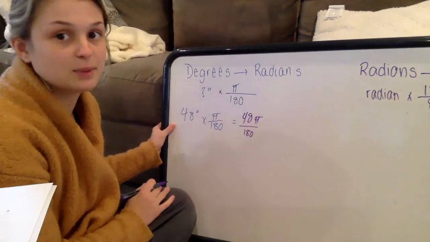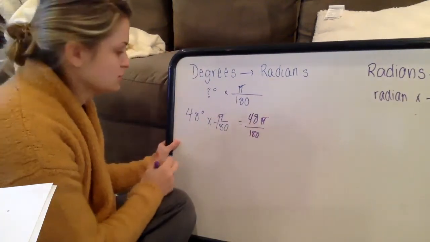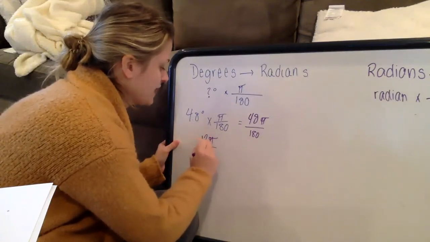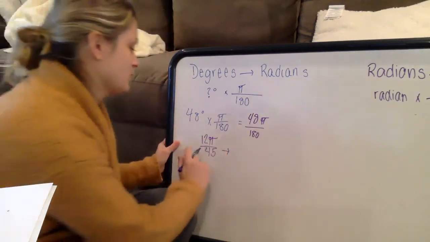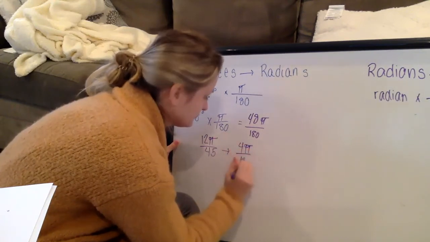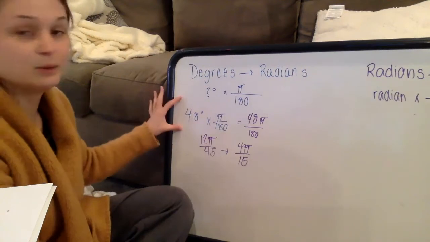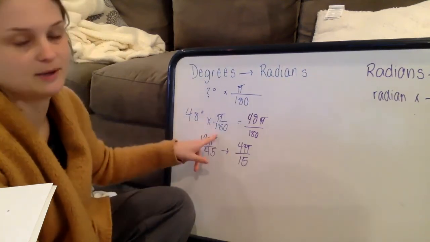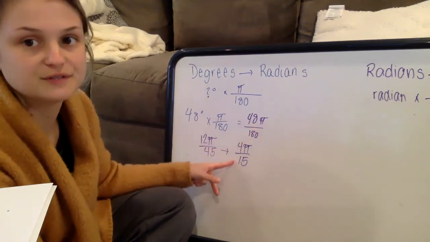But we're not done yet because that can simplify. So we can divide that by 4. So we will get 12 pi over 45. But that can simplify even more. So let's divide by 3. We would get 4 pi over 15. Okay? So we were given 48 degrees and we wanted to know what it was in radians. So we multiplied by pi over 180. We simplified. We got 4 pi over 15.